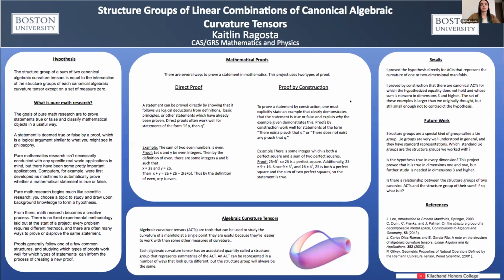And so the results of this project: I used a direct proof to show that our hypothesis is true for ACTs that represent the curvature of either one or two-dimensional manifolds, so things like you see in this picture here. And then in the three-dimensional case, I showed by construction that there are more examples of ACTs that behave in a different way from the hypothesized way than we had originally anticipated.